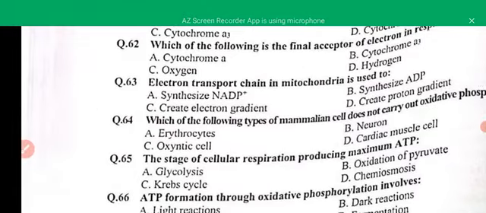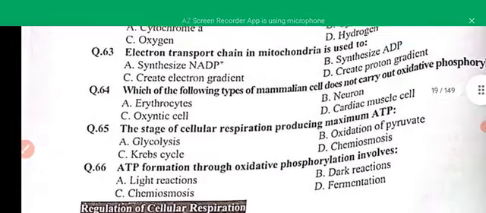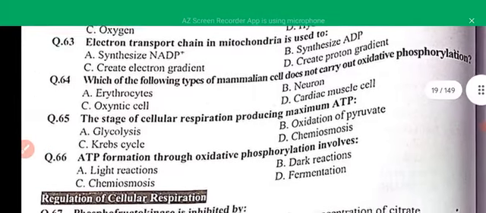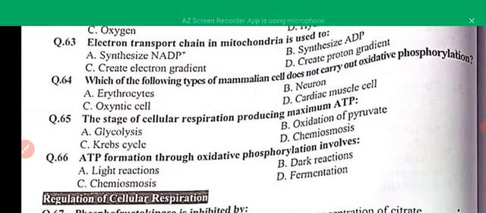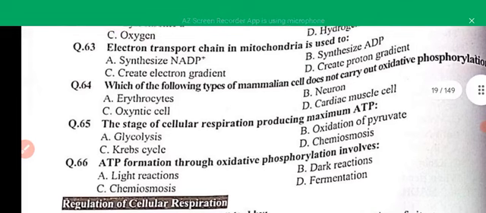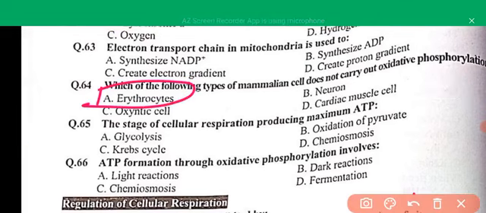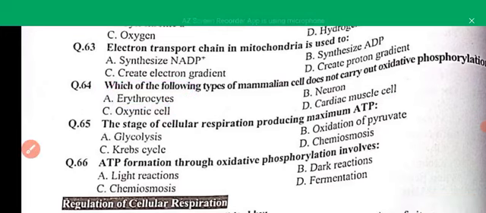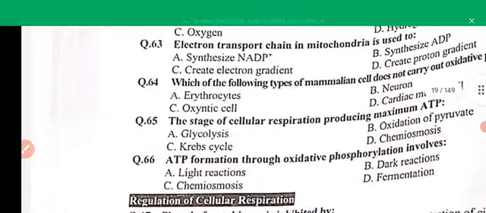Which of the following types of mammalian cells does not carry out oxidative phosphorylation? Neurons have mitochondria, yes, they produce. Erythrocytes do not have mitochondria and do not carry out oxidative phosphorylation. Cardiac muscles and neurons produce. Erythrocytes are the best option for this. 62, option A, very good option.